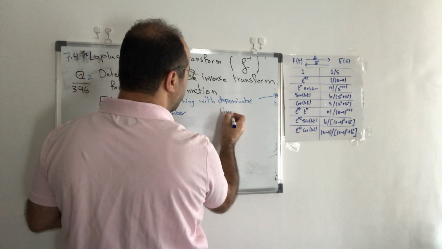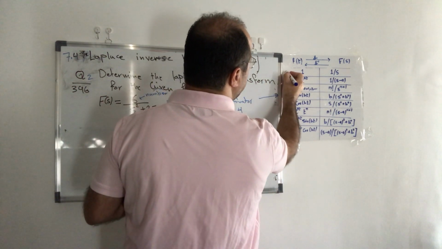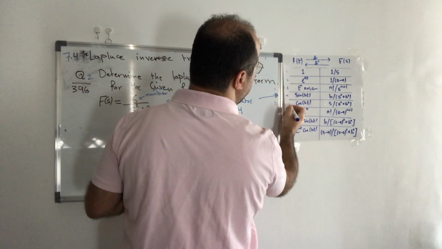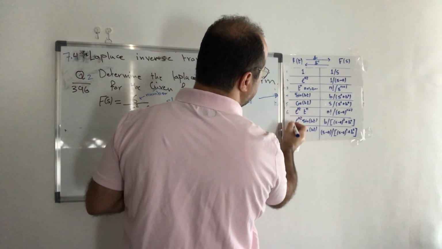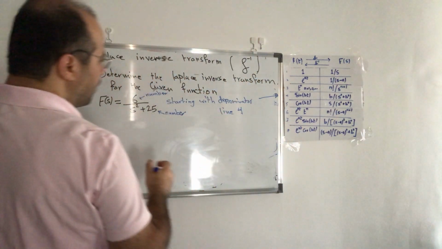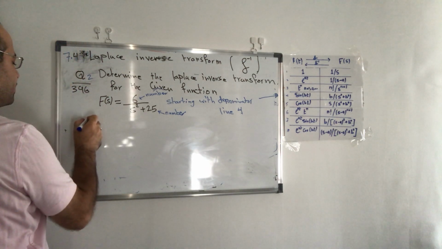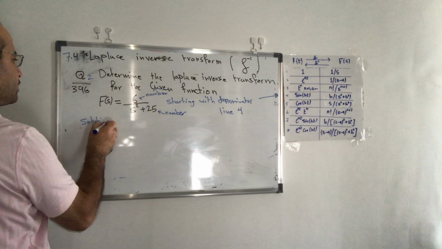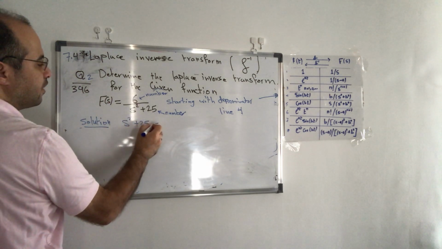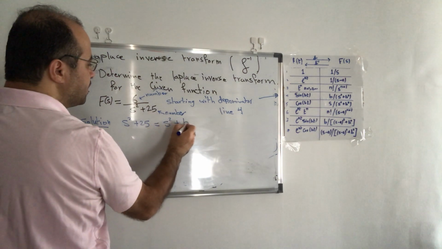So line 4, yeah? I'm just calling this line 1, line 2, line 3, line 4, line 5, 6, 7, and 8. Okay, so line number 4. Then comparing the denominator first, solution. So starting with s squared plus 25, which is the denominator first, equal to s squared plus p squared.